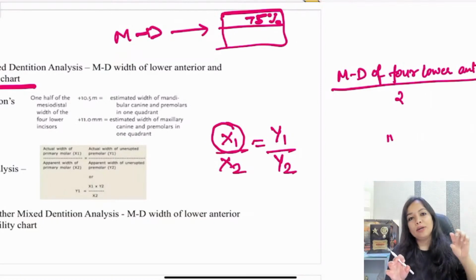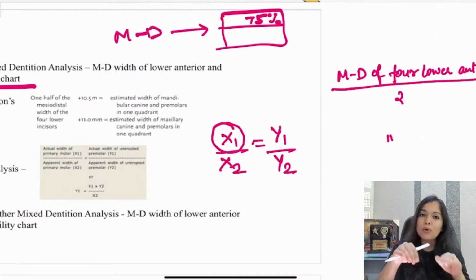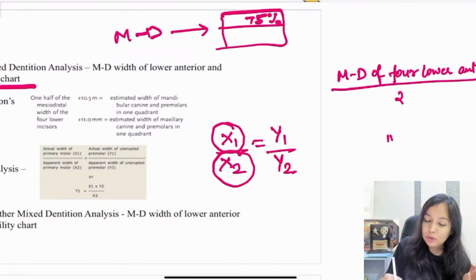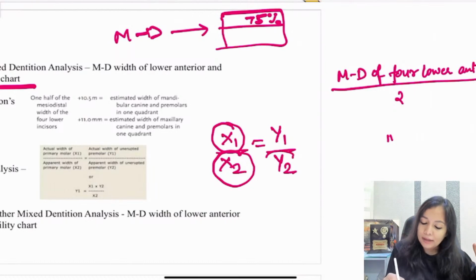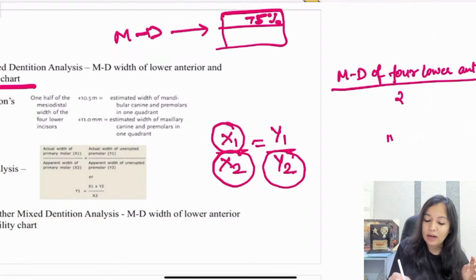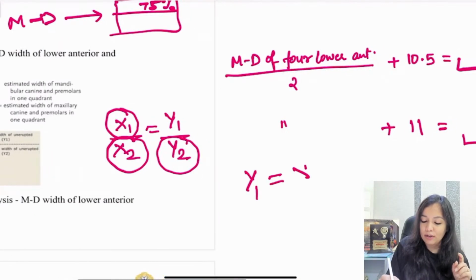Then you take a radiograph, and on the radiograph, you measure the radiographic width of the same molar. Okay, so that will be called x2, that is the apparent width of the primary molar. Then on the radiograph, you can also see the permanent premolar over there, which is unerupted, you cannot see it in the mouth, so you don't have it in your cast. So you will take the apparent width of the unerupted premolar through the radiograph. So now when you have three values in this formula, it is very, very easy to calculate. That is, y1 will be x1 multiplied by y2 divided by x2.